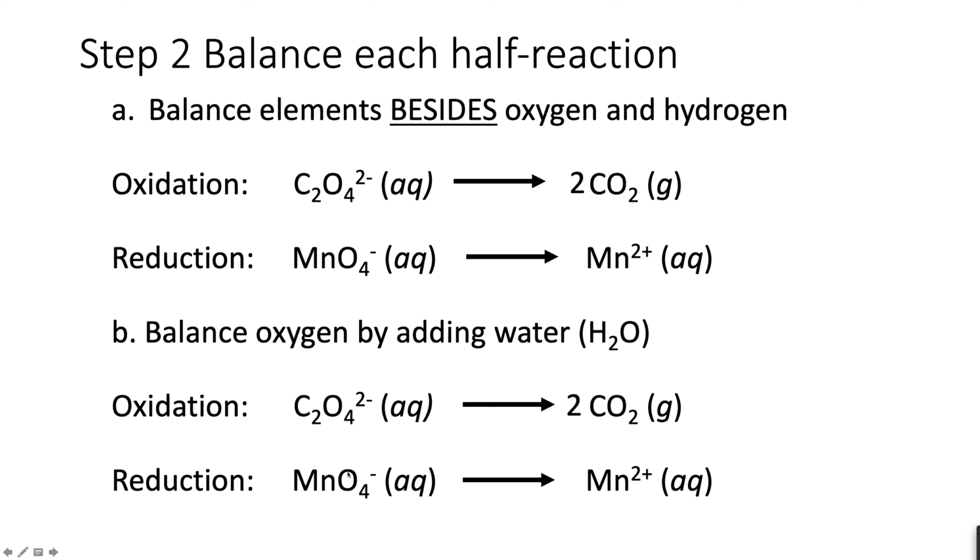We have MnO4 minus, we have 4 oxygen. Now how many water molecules must we add to our product side in order to balance those 4 oxygen? Well, we need to add 4 water molecules because each water molecule has a single oxygen. If we add 4 of them, we now have 4 oxygen. But look, by doing that, we added more hydrogen atoms. So that's going to be step C.